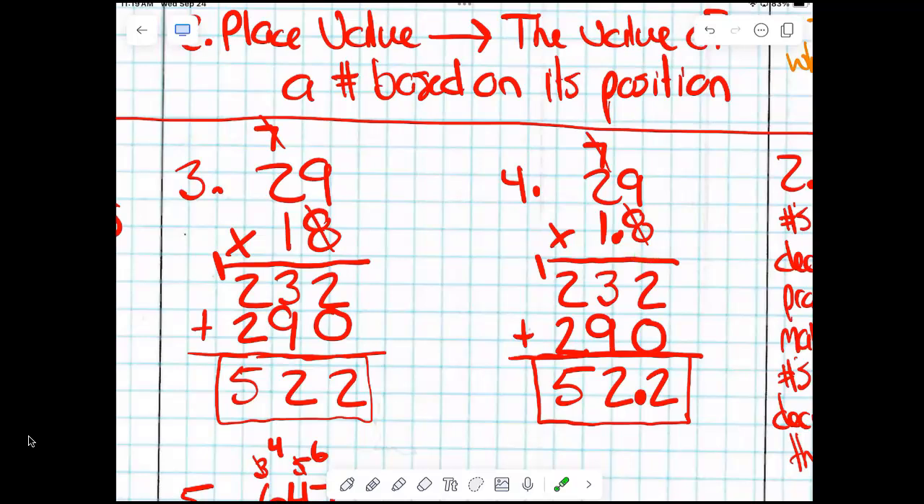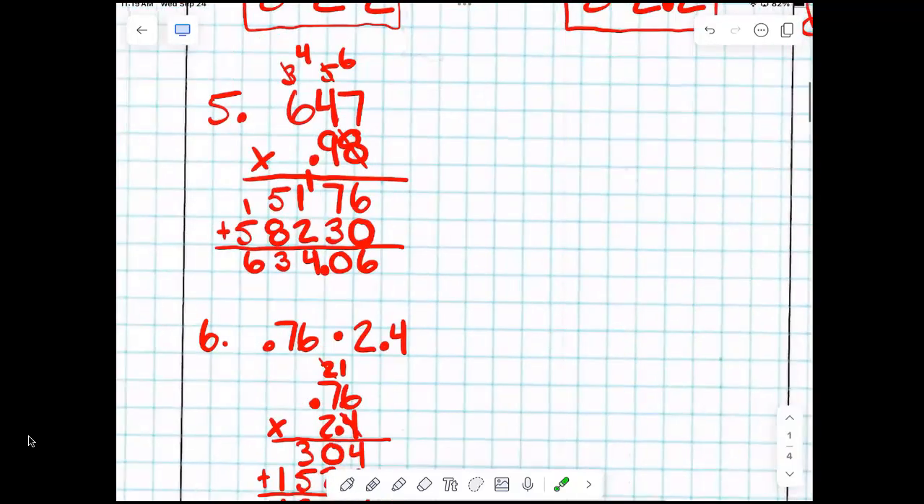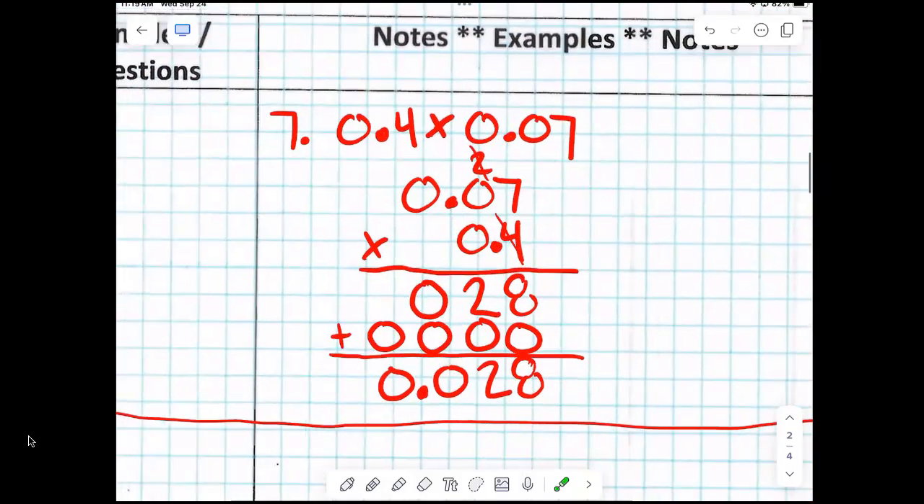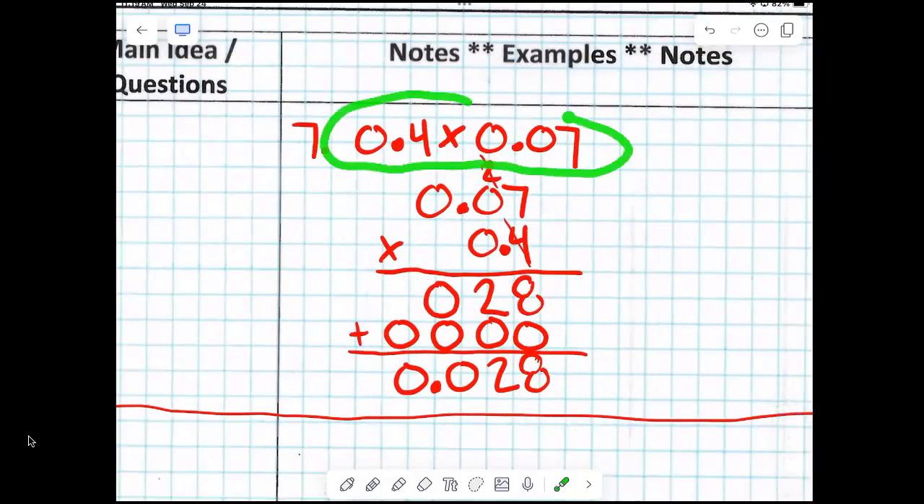How many numbers are after the decimal point? 1. Does this number have a decimal point? No. So altogether, there is one number after a decimal point in my two numbers I'm multiplying, right? Yes. So in my product, the answer, how many numbers should be after the decimal point? 1. They should match, right? Yes. Okay. We good with this? Yes.